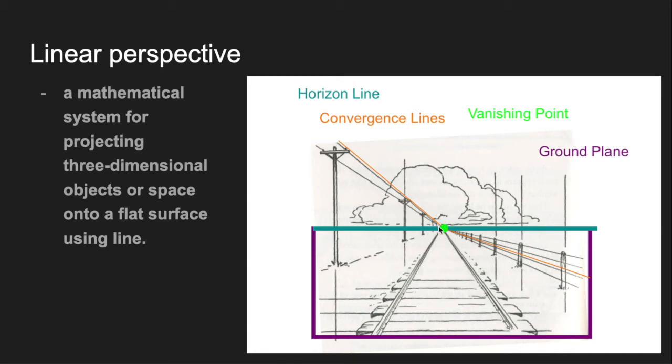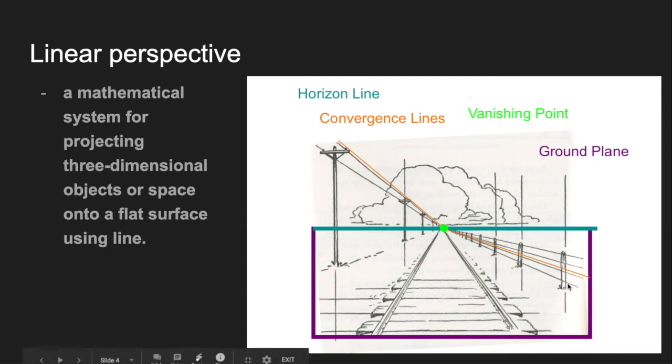The vanishing point oftentimes is going to be on the horizon line, but it can also be around the horizon line as well, depending on where it feels like you're standing or looking at the piece. All right, and I'm going to talk more about point of view later in the lecture. So the horizon line basically is just where the sky and the land meet. And oftentimes, but not always, the vanishing point lands on that horizon line.